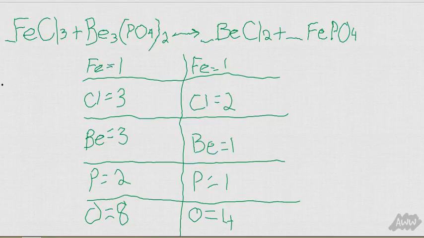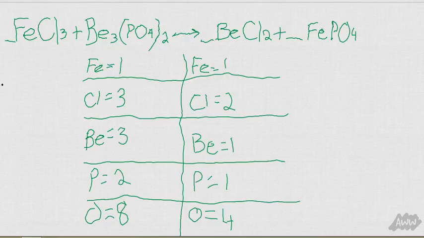Okay, so now for the equation, we have iron 1 and chlorine 3 plus beryllium 3, and then we have the parentheses with phosphorus and oxygen 4, and then the reactant arrow. Okay, so now on the reactant side, we have 1 beryllium, 2 chlorine, and added on to it 1 iron, 1 phosphorus, and 4 oxygen.